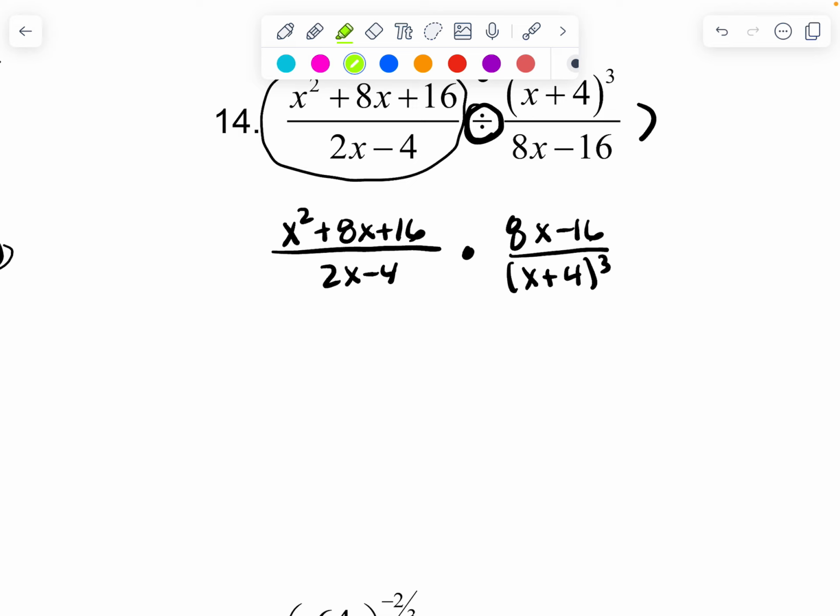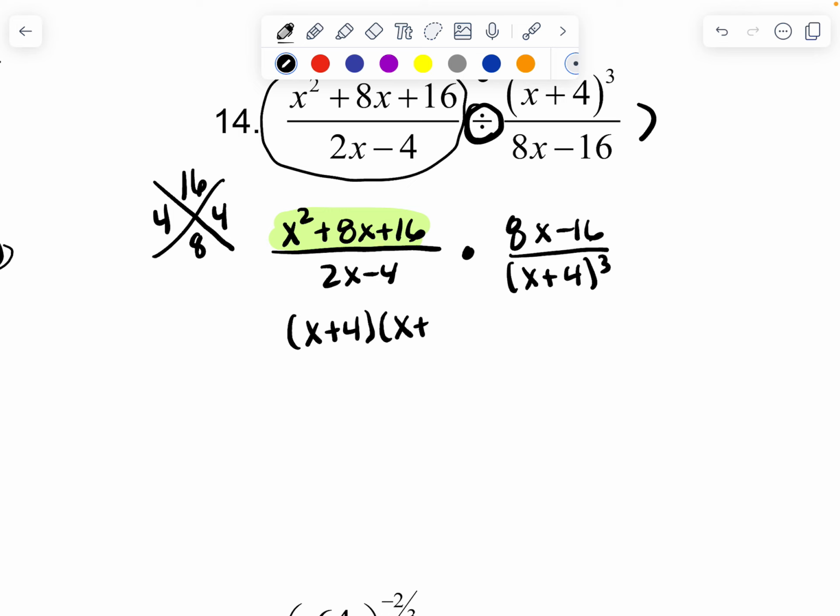Okay, so what kind of factoring do we have here? A little bit easier this time. That's just a big X. So I need two numbers that multiply to give me 16 and add to give me 8. That's 4 and 4. So this is going to factor to x plus 4 times x plus 4. On the bottom here, I have a 2x minus 4. This is just your greatest common factor. Let's factor out a 2, and you're going to be left with x minus 2.